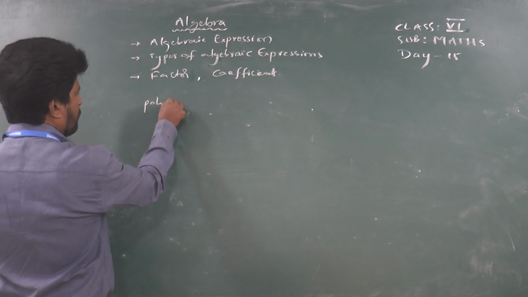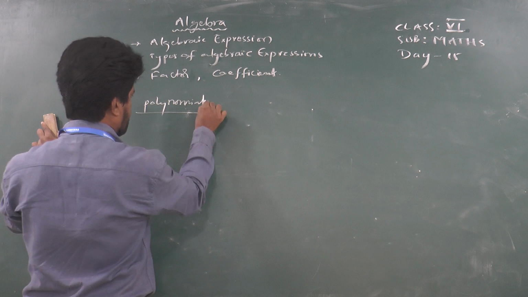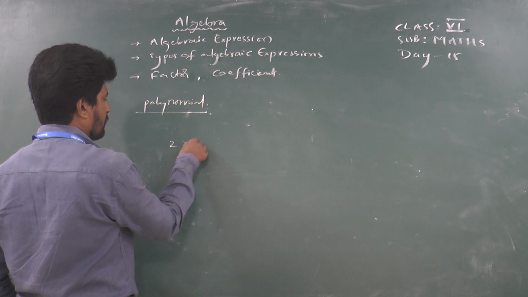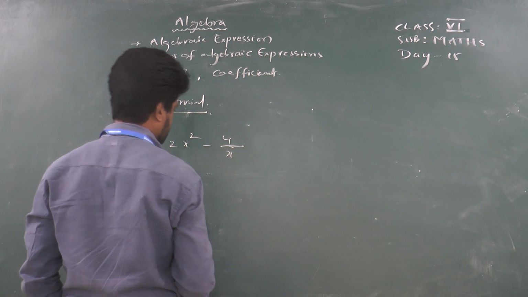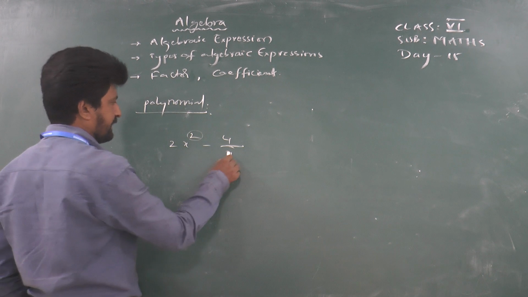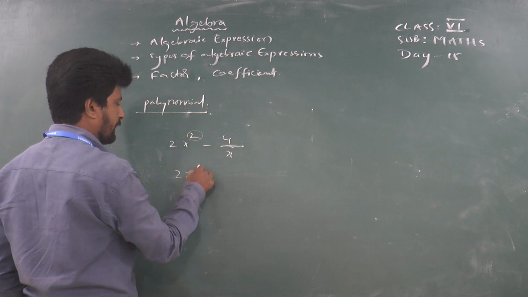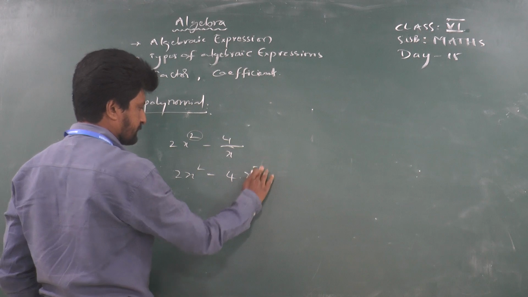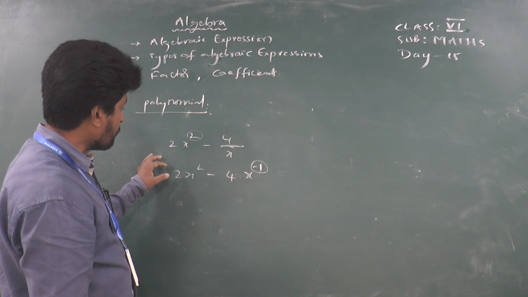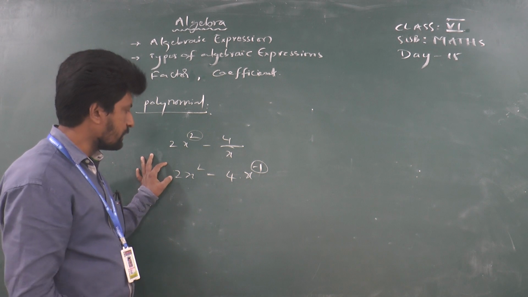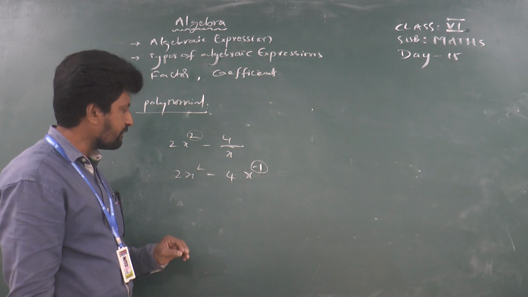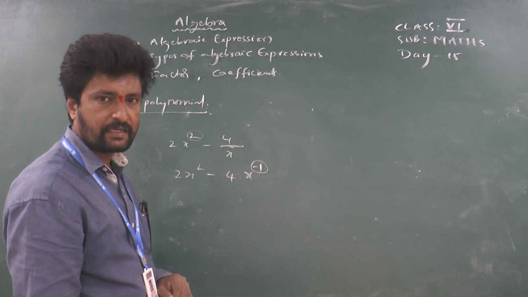Next, polynomial. This is a special case. Suppose I am considering an expression 2x square minus 4 by x. Here observe, the index of the variable is plus 2. That means a positive integer. But here, if we rewrite this, 2x square minus 4 into x to the power of minus 1. Here observe, the index is not a positive integer. The expressions in which the indices of all the variables are positive integers, such expressions we call polynomials.